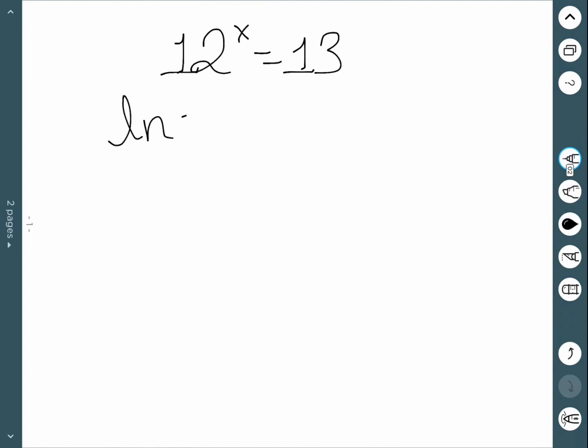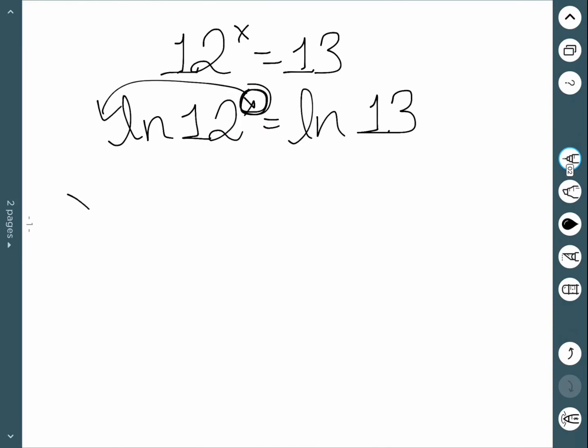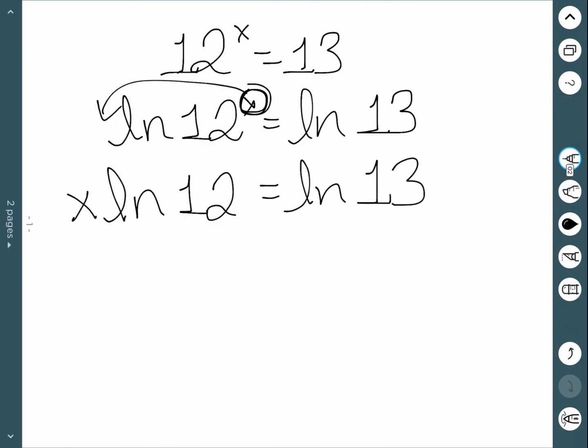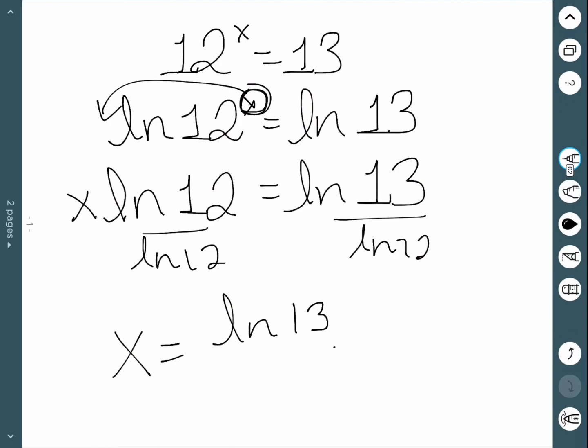So I'll have ln of 12^x equal to ln of 13. And then from there we're going to use our properties of logs that say we take this exponent and move it out front. So x ln 12 equal to ln 13. Now, ln 12 and ln 13 are just numbers, so we can divide both sides. And now I have that x is ln of 13 over ln of 12. And this is a number, and it does give us our answer. It may not be the best answer, but it is an answer.